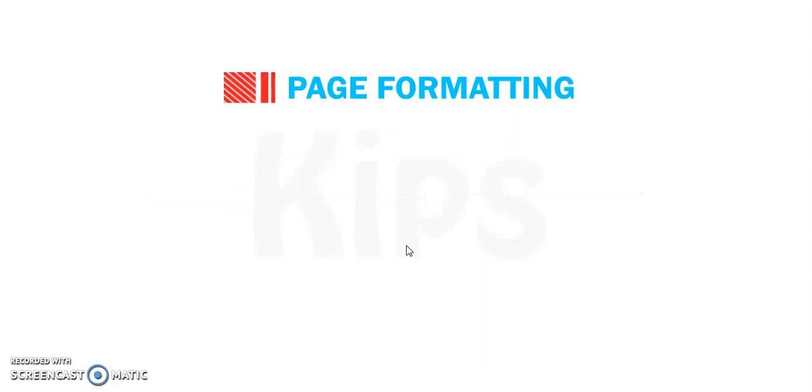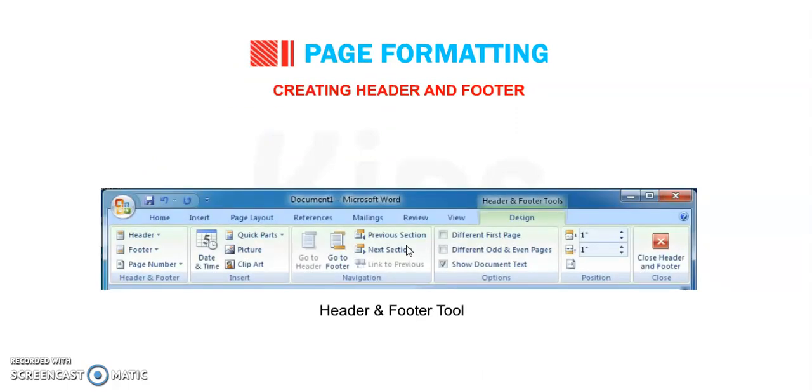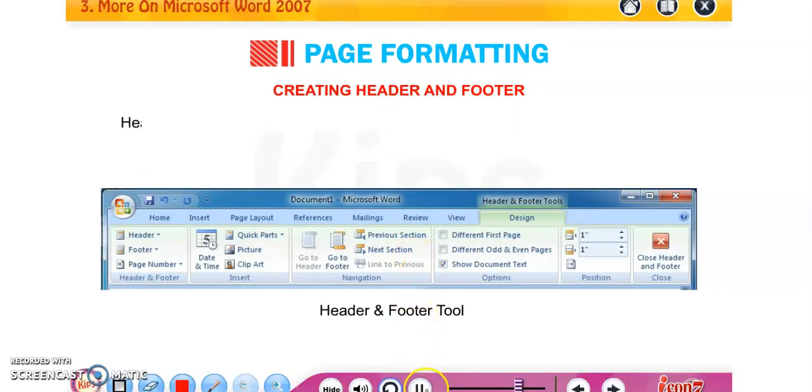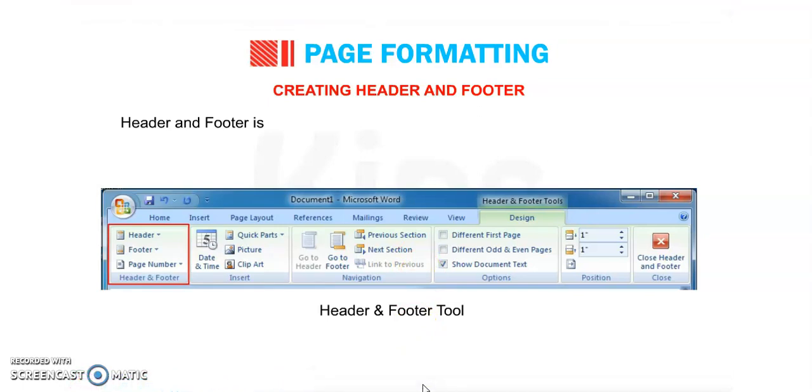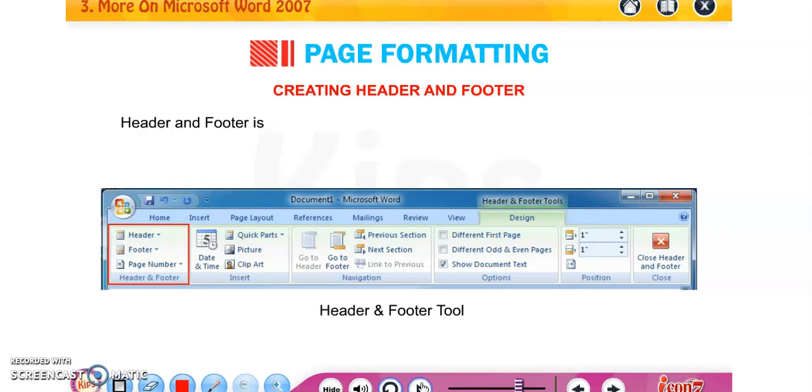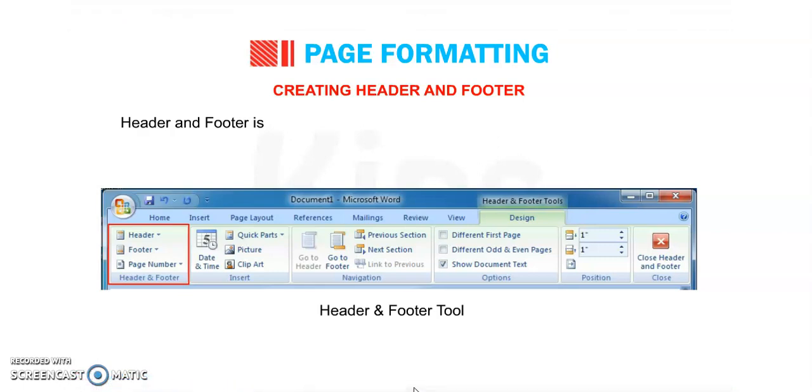Now the next option is page formatting. How can we format a page? The first option is creating a header and footer. What is a header and footer? The heading of the page is the header and the footer is the ending of the page. We insert some things we want in the end of the page.